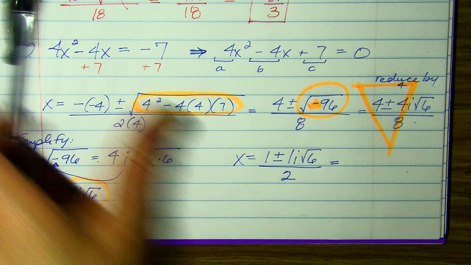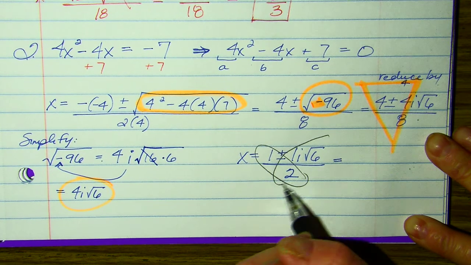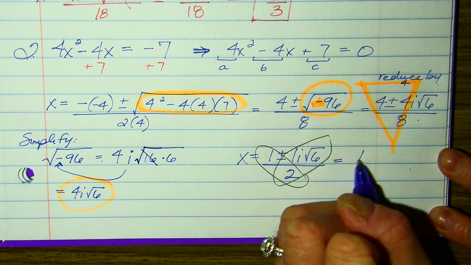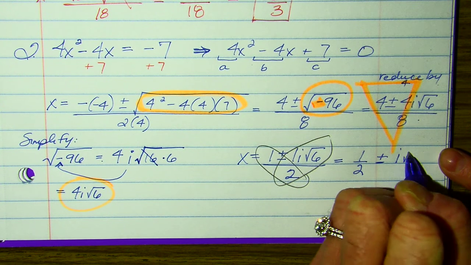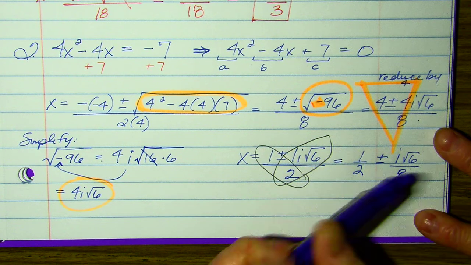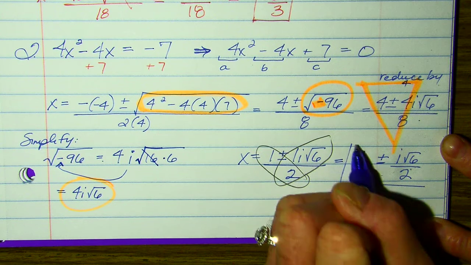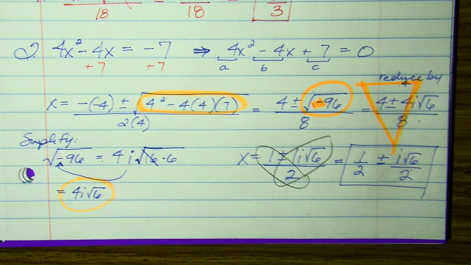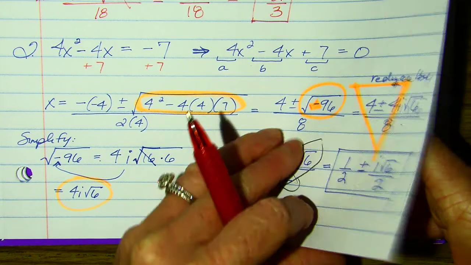I'm going to write the real part, and then I'm going to write the imaginary. So 1 over 2 plus or minus i root 6 over 2. And that is my answer. So we're going to go back into our lesson practice and do C, D, and E. We're not going to do part F, in case you're wondering.